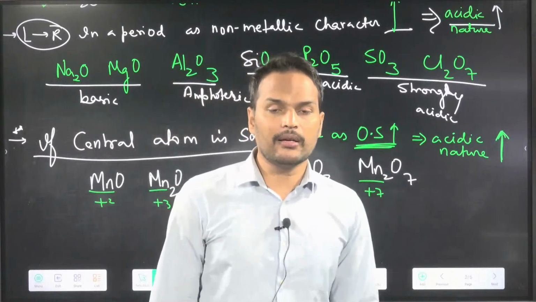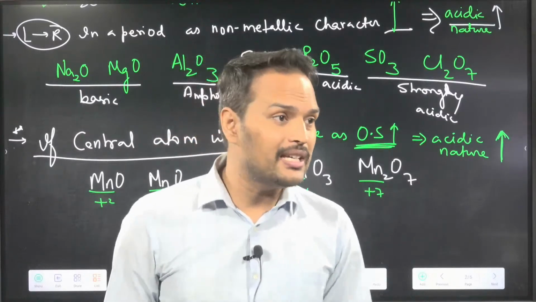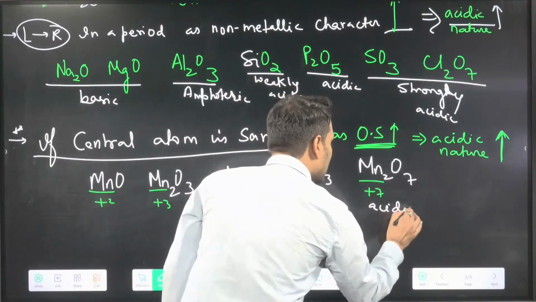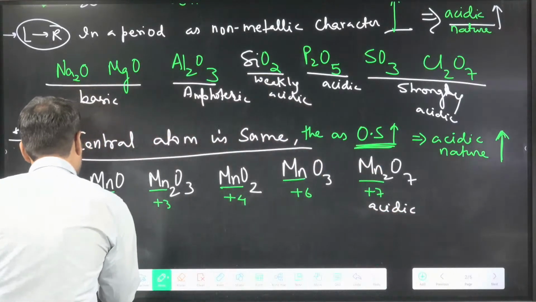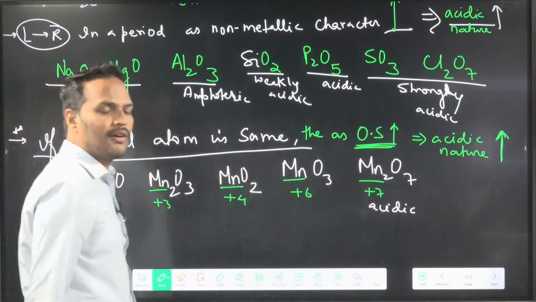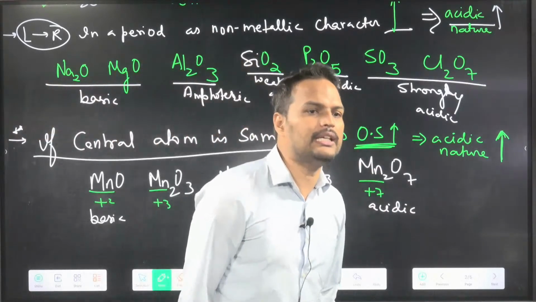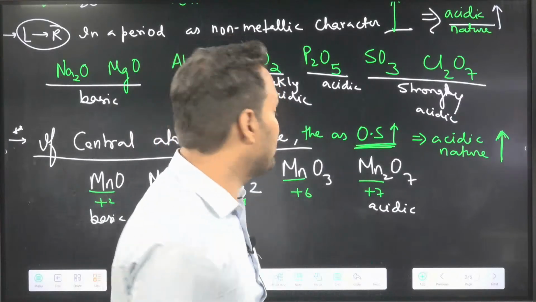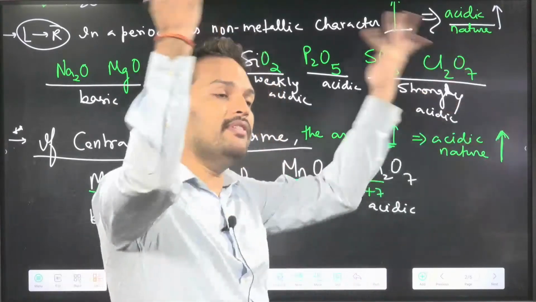I was writing that metal oxides are generally basic. Now you see here manganese is a metal, but this one is acidic. This one is basic. So that's why we use the word generally. Is this clear? Now many people start applying this concept anywhere.